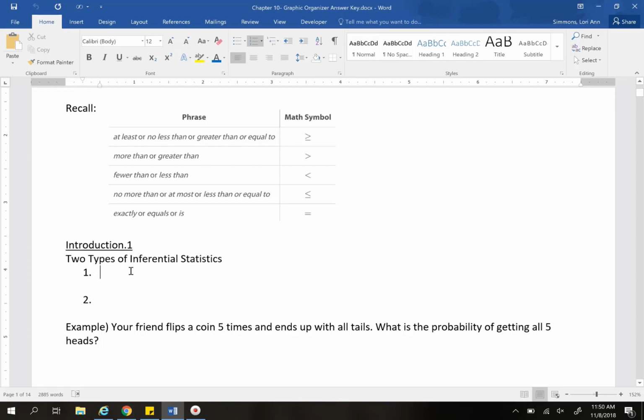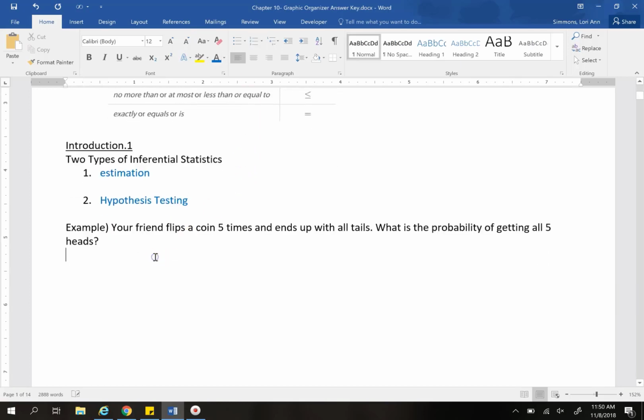And then let's move on to two types of inferential statistics. The first one is estimation, and this was covered in Chapter 9. Now we're going to move on to hypothesis testing, which is covered in this chapter. So let's look at an example. We have a friend and she flips a coin 5 times and then ends up with all tails. What is the probability of getting all 5 heads?